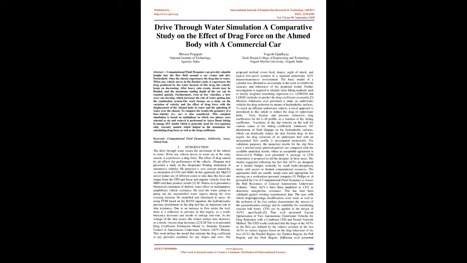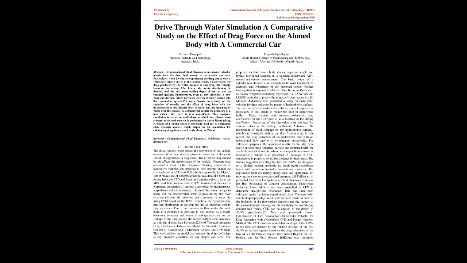Nakisa presented a numerical estimation of shallow water effect on multipurpose amphibious vehicle resistance. He used water pumps to pump out the uncontrolled water ingress during the river crossing mission. He modeled and simulated in Ansys CFX using FVM based on the Reynolds equation.